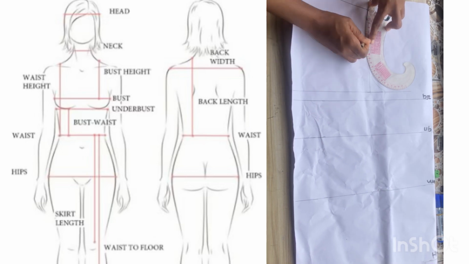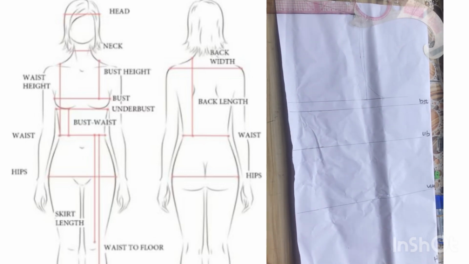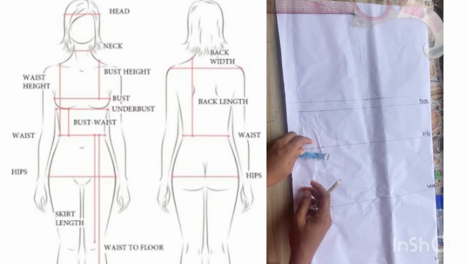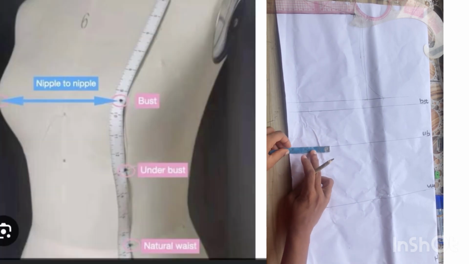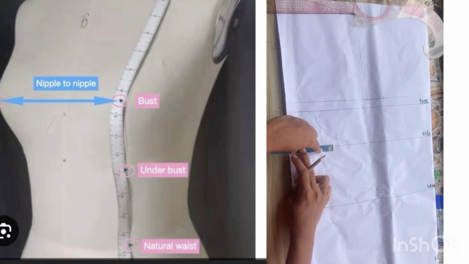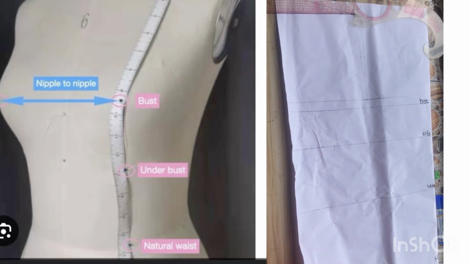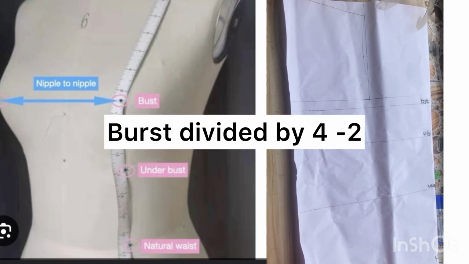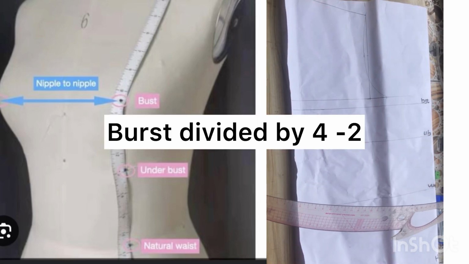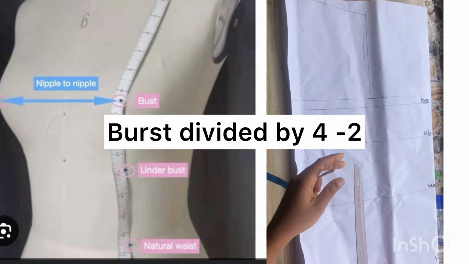After that, the next step is to get your nipple to nipple point. You can either measure this by placing your tape and measuring it, or you can use a basic method to calculate this, which is your bust divided by 4 minus 2. This method might not work for everybody, so there's another method in which you can also use what you have for your chest line.